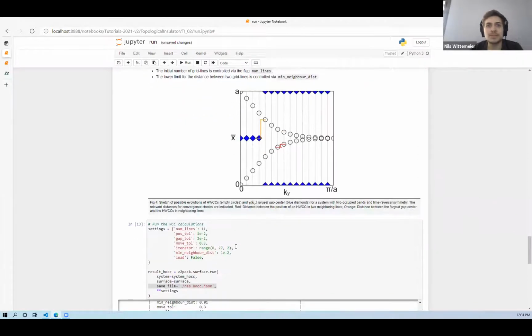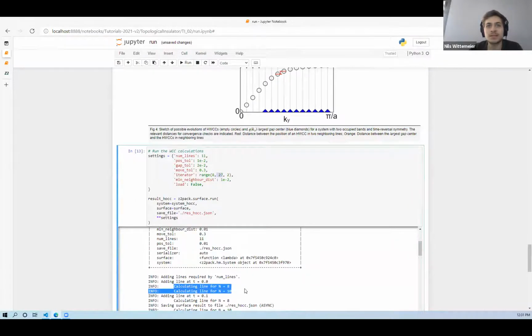How we do this is we tell Z2Pack using this iterator keyword. What this means is start by integrating using just 8 points, and then increase this number by steps of 2 until the maximum is reached here at 27, because if you don't give a maximum, it might just run infinitely. So you want to truncate this at some point. And this is also what you see here. At first, it calculates the integral using just 8 steps. Then it calculates the integral using 10 steps. And here it was done and moves on to the next point.